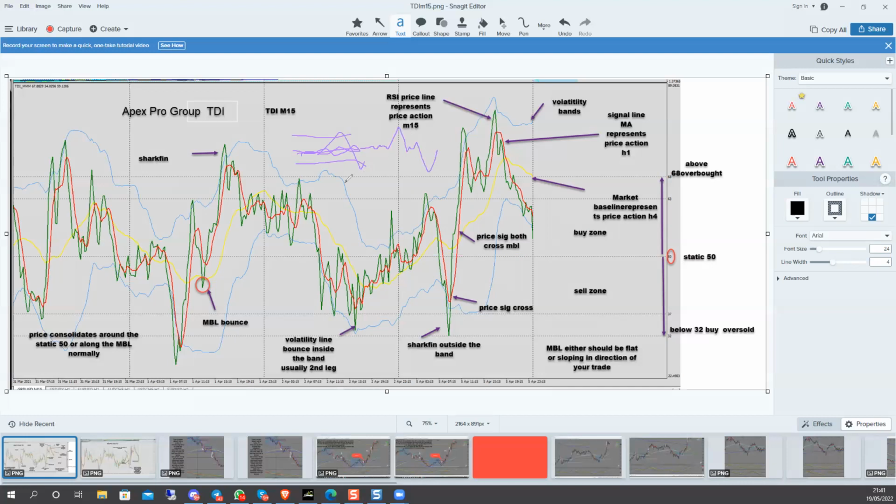So you can actually use the market baseline and the TDI to count consolidations and pushes when it goes to the extremes. Like that'd be 1, that'd be 2, which is very useful. Let me just clear those.